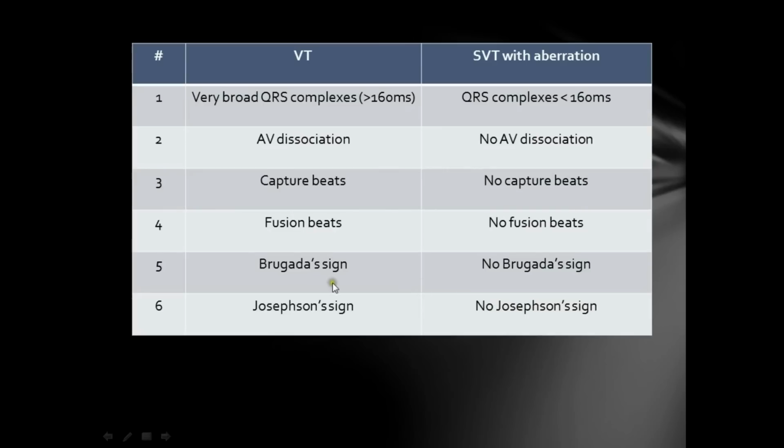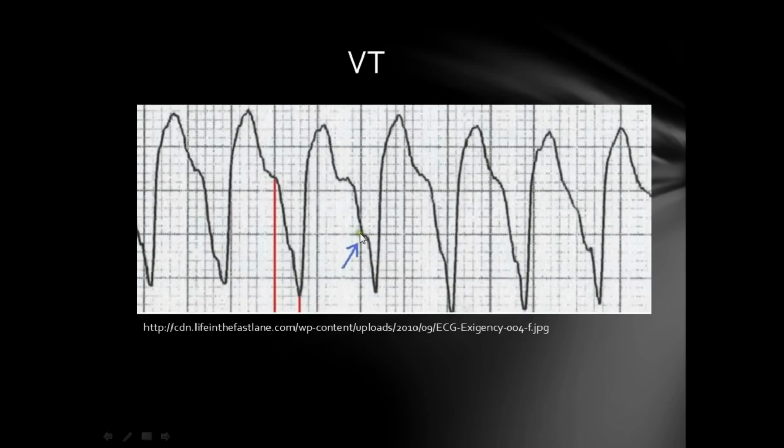And coming to the sixth difference, the Josephson sign. And this means that you have a notching near the nadir of the S wave, unlike SVT with aberrancy, which does not have Josephson's sign. And you can see here the notching right here near the nadir of the S wave.